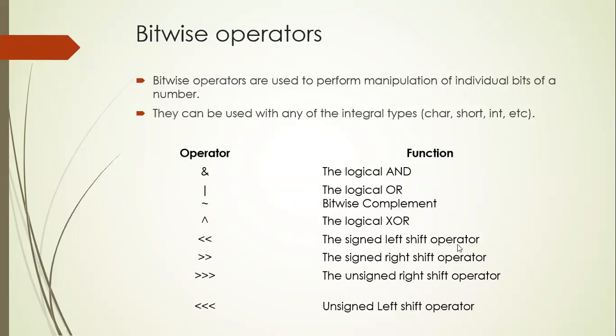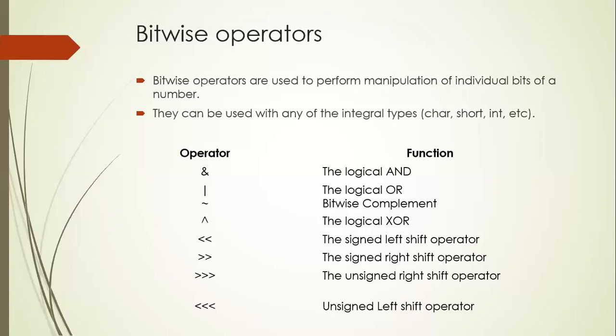So the signed left shift operator. In case of the signed left shift operator, we have to shift the bits left, and then fill the right side with zeros. And in case of the signed right shift operator, we shift the bits to the right side, and the left side we need to fill with zeros.